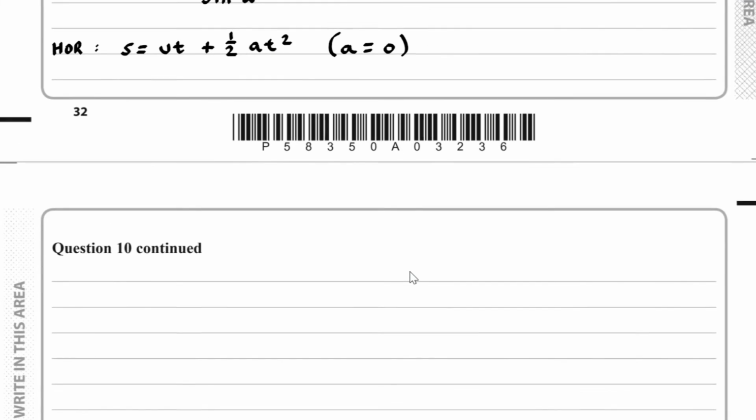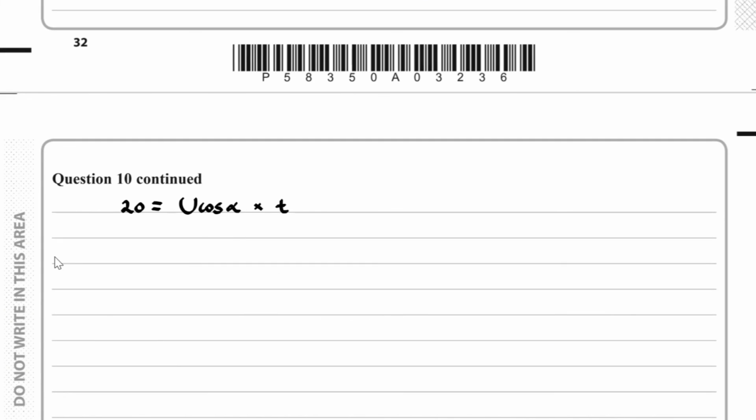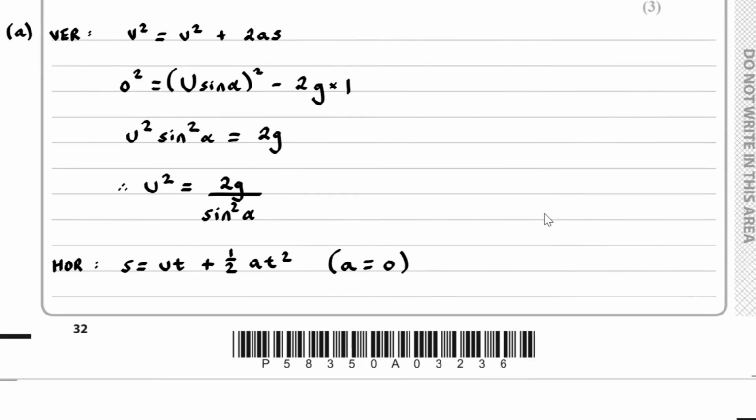So the horizontal distance is 20, and this is equal to u cos alpha multiplied by t. Remember, a cancels out. And if we consider the vertical motion, then again using s equals ut plus 1/2 at squared, I've got s, which is the displacement. If I start off from A and I go to T, the displacement is negative 1.25.